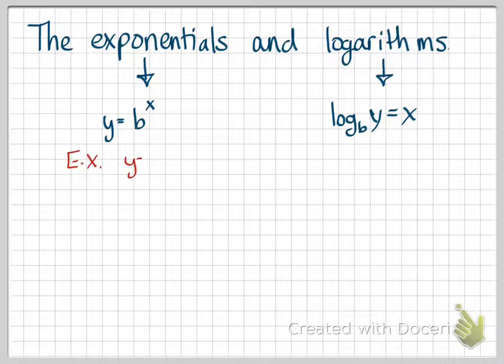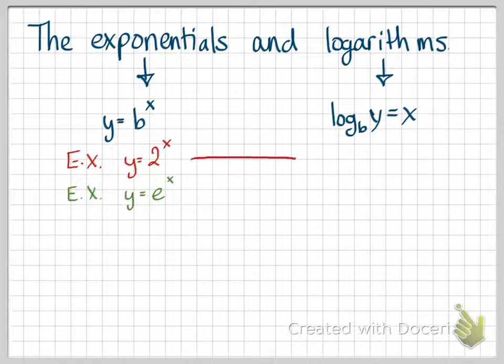Now, a very common one that we're going to start out with is y equals 2 to the x. Another really common one that you see, of course, is y equals e to the x, and that's going to correlate to our natural logs. So if I were to write y equals 2 to the x as a log expression, I would say log base. See how the base of our exponent is 2? The base of our log is going to be 2.